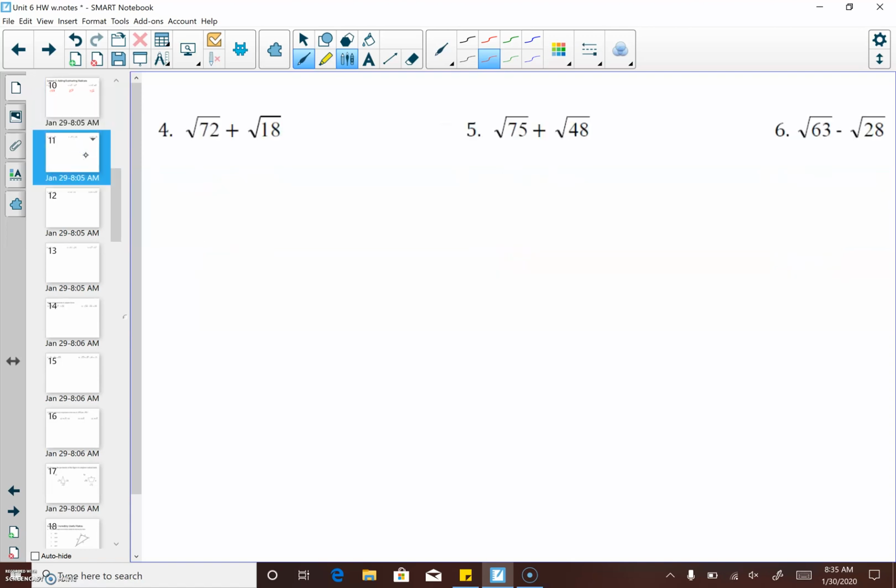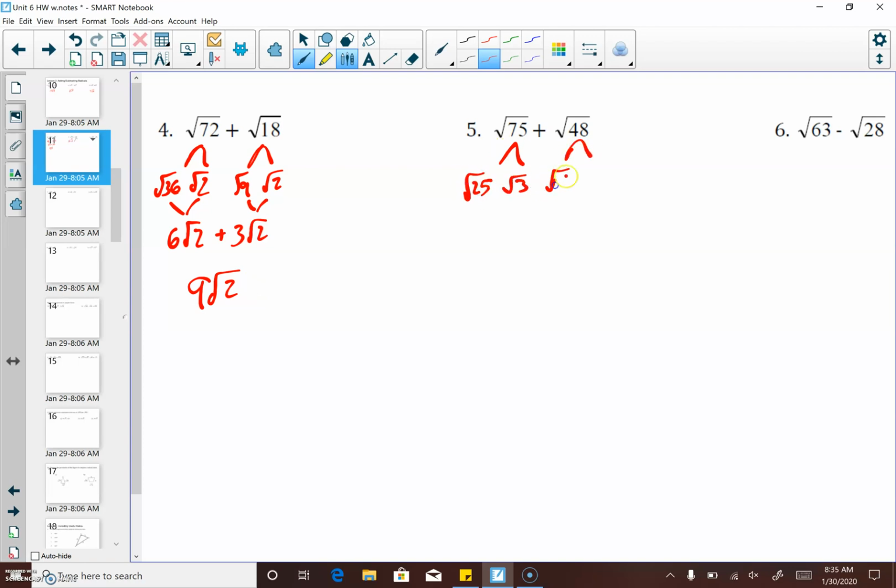As we move down now, what we need to do is simplify them, and sometimes we have to simplify both so that they end up with the same radical underneath. 72 is really 36 and 2, so we get 6 radical 2, plus 18 is really 9 and 2, and that gives us 3 radical 2. So we add the 6 and the 3 to get 9 radical 2. And we're just going to continue with this process the entire time.